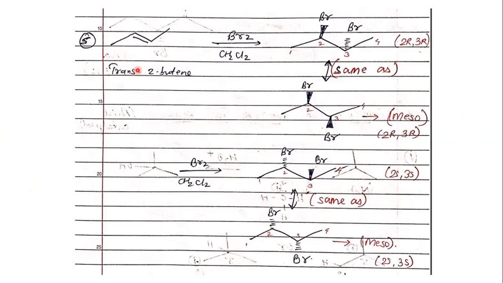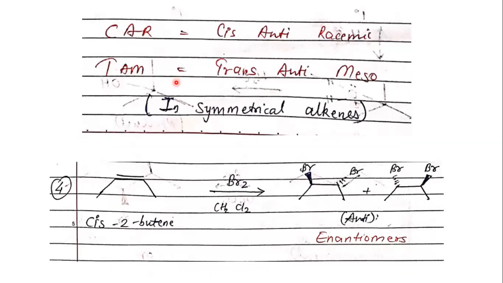So as you can see here, when there is a trans 2-butene involved and I am brominating it, you are going to get a meso compound. Either you will get this meso compound or you will get this meso compound. So trans 2-butene gives me a meso compound. Cis 2-butene is going to give me a racemic mixture. But if you can see, this is only possible for a symmetrical alkene.